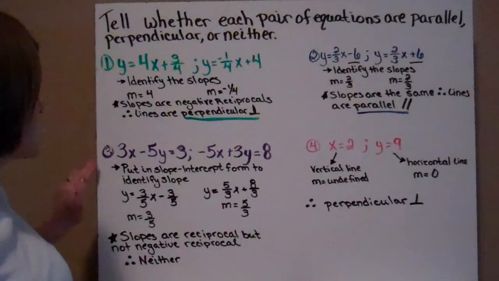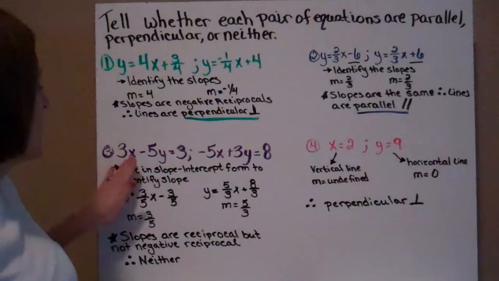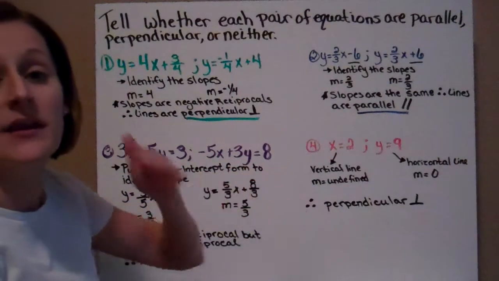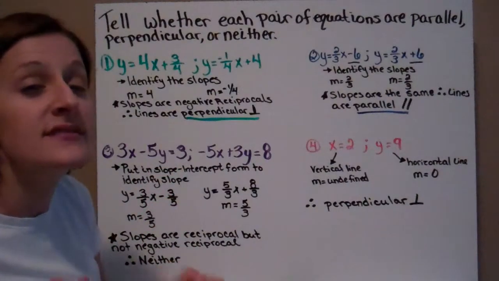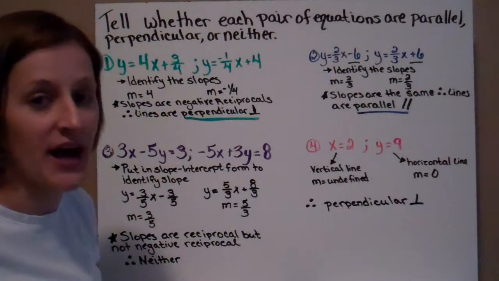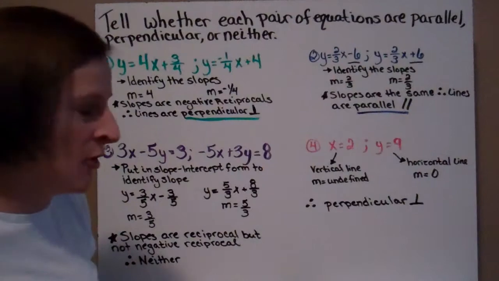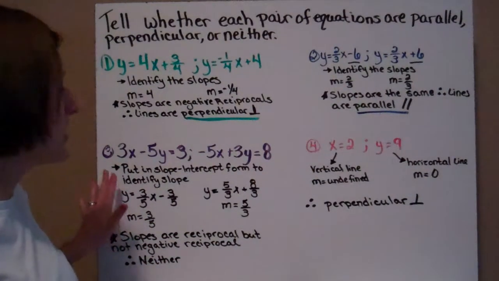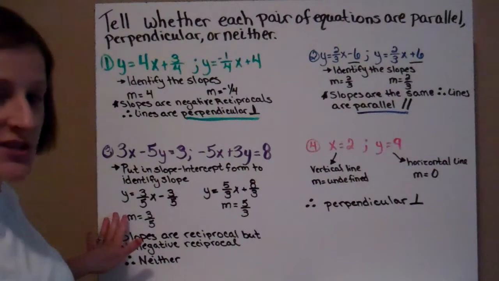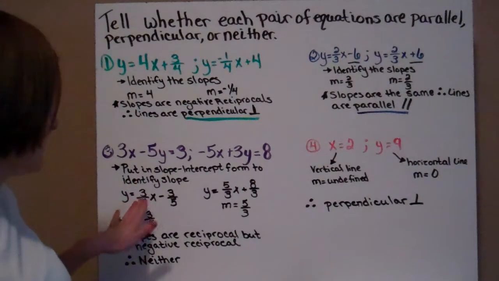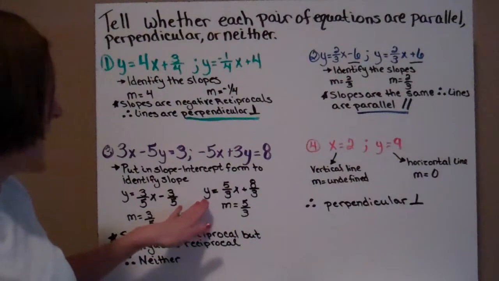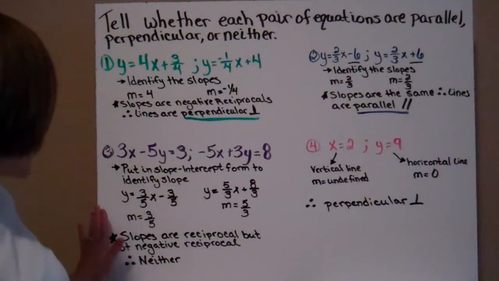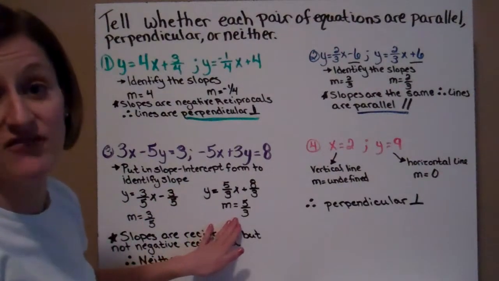Alright, let's look at this third example. 3x minus 5y equals 3 and -5x plus 3y equals 8. Notice these two equations are not in slope-intercept form. So that's the very first thing I need to do to find my slope. When I put them into slope-intercept form, I get y equals 3/5 x minus 3/5 and y equals 5/3 x plus 8/3. Okay, I got slopes of 3/5 and 5/3.